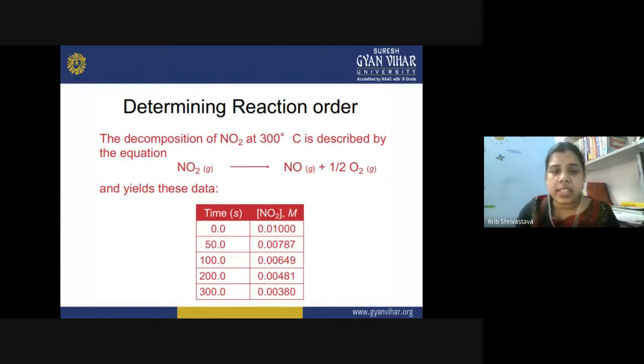Now let us take another example, the decomposition of nitrogen dioxide at 300 degrees Celsius, and this is the chemical equation. The data obtained is listed here in the table. With respect to time, different concentrations of NO2 are listed here. At the initial time you have 0.01 mole of NO2, but at 300 seconds you have 0.00380 mole of NO2.